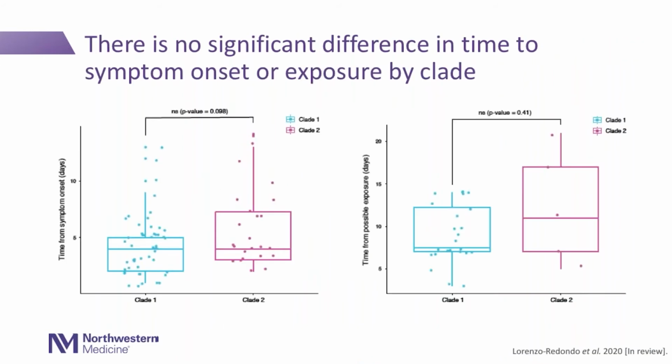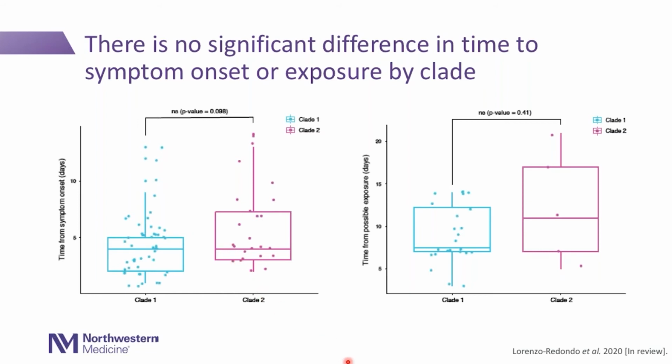So in an attempt to control for that, we did case reviews to identify the time to symptom onset, as well as the time since exposure for our clade 1 versus our clade 2 viruses. And what we found is that there was no significant difference, either in the time to onset between clade 1 and clade 2, or in the time to exposure clade 1 to clade 2. Now, we couldn't get these numbers precisely for all of our patients, but in the patients we were able to get that data from, we don't see any significant difference.